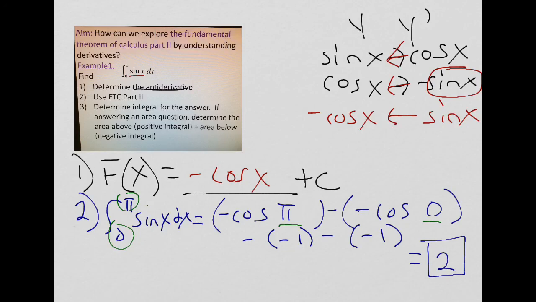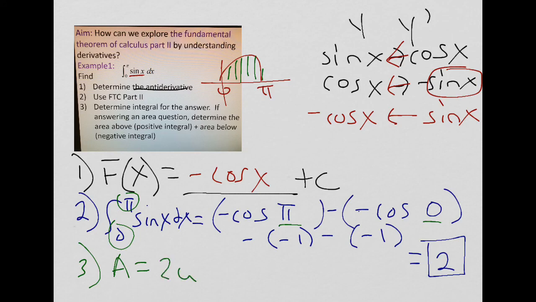For sine of x, this is a common function from 0 to pi. This is entirely above our x-axis. So the area under the curve is exactly what we found. It was all positive. Its answer is 2, exactly 2. Okay, you don't need to write the square units, but just write a equals 2, or a equals 2 square units.